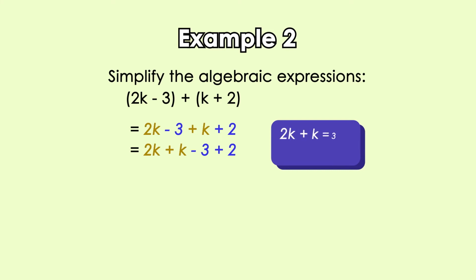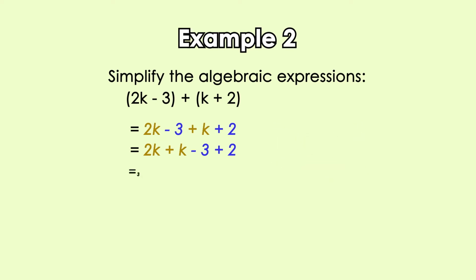2k plus k equals 3k. And negative 3 plus 2 equals negative 1. And our final answer is 3k minus 1. Wonderful! We have successfully simplified the algebraic expression. Easy, right? Now, let's try to solve example 3.